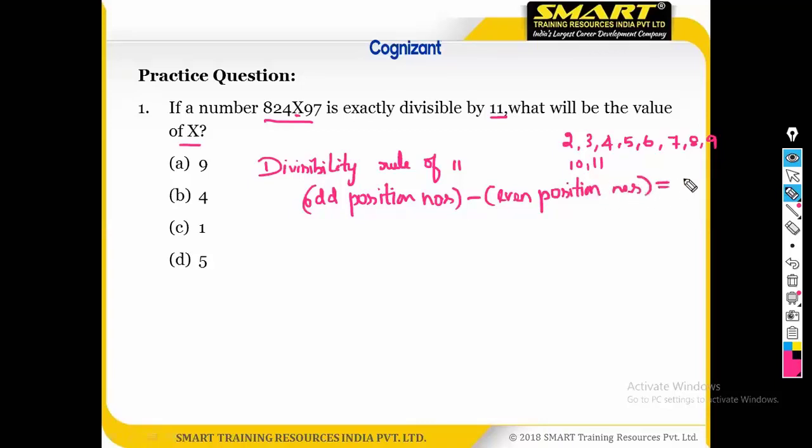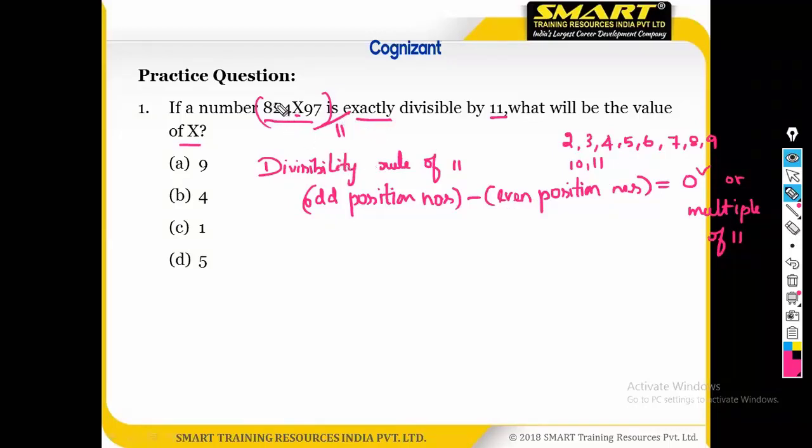After finding the difference, this answer must be 0 or a multiple of 11. If it is so, then the given number is exactly divisible by 11. If the answer is not 0 or a multiple of 11, then the given number is not divisible by 11. Here it is clearly said that the given number is exactly divisible by 11. So when you find the difference between odd position numbers and even position numbers, you will get either 0 or a multiple of 11.